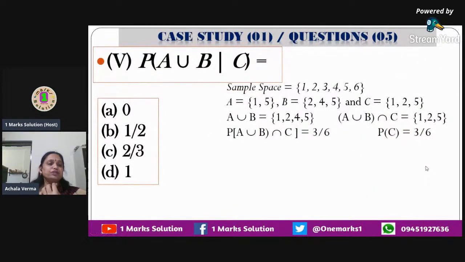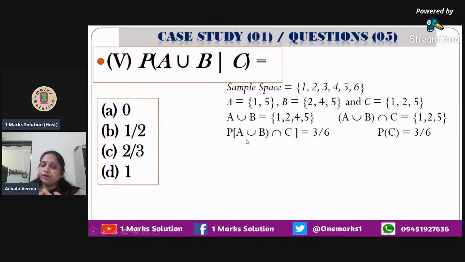Then we move to the next question, probability of A union B when C has already occurred. Now we need to find the common element of A union B and C. So let us first find A union B. What is A union B? 1, 2, 4, 5. That is all the elements of A and B. So that is 1, 2, 4, 5, 4 elements. And then C is 1, 2, 5. So what is the intersection of these two? We have 3 elements in the intersection of these two.